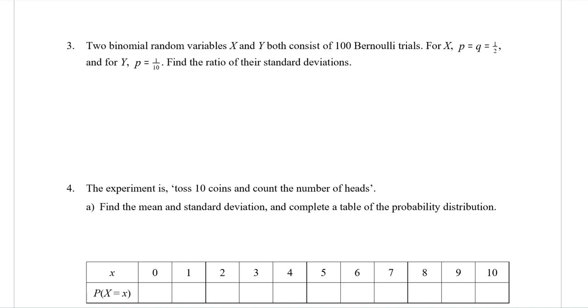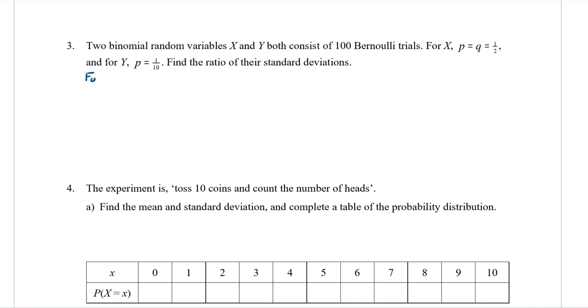Okay, question 3. Two binomial random variables, x and y, both consist of 100 Bernoulli trials. For x, p and q are both equal to 1/2, and for y, p is equal to 1/10. Find the ratio of their standard deviations. Ratios. Okay, so I need to find the standard deviation for both of them and write it as a ratio is what that means. So let's do each of them separately.